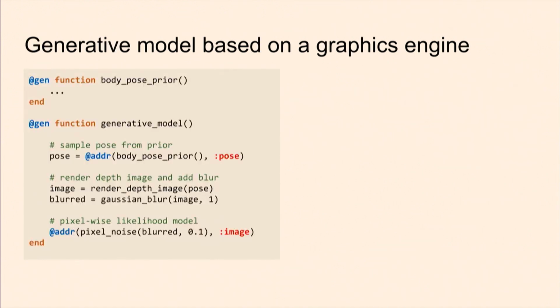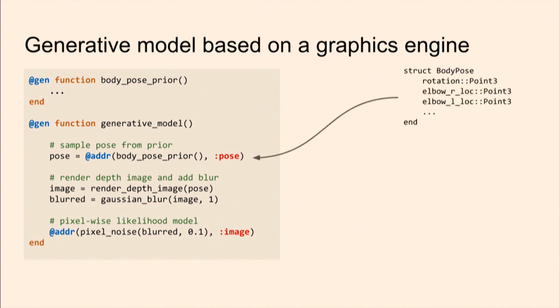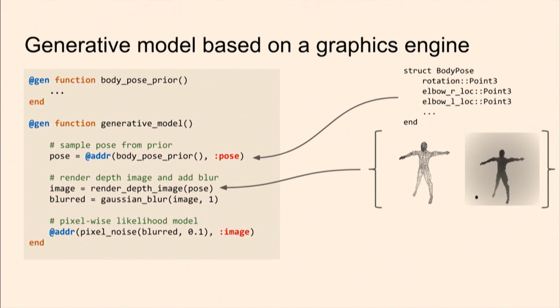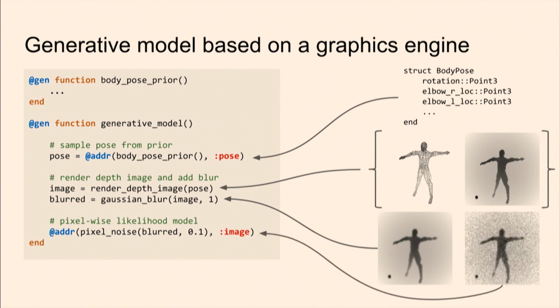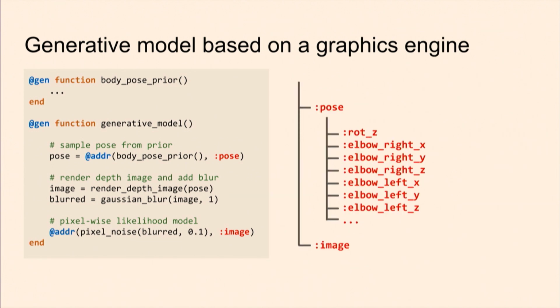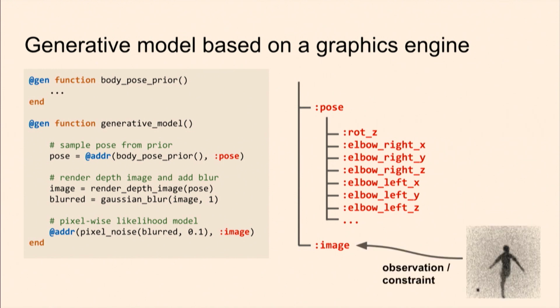So here's some Gen code representing the generative model. There's a Gen function that encapsulates the prior. The body pose prior function returns this pose, which is just a struct. Then we pass the struct into the renderer, which internally is doing this work. Then we run some Gaussian blur code to smooth the likelihood function a little bit. And finally, we add some pixel-wise noise. And again, this is the address schema of all the random variables made in this generative model. During inference, we're going to constrain or observe that particular random variable, and we're going to try to infer the other ones.